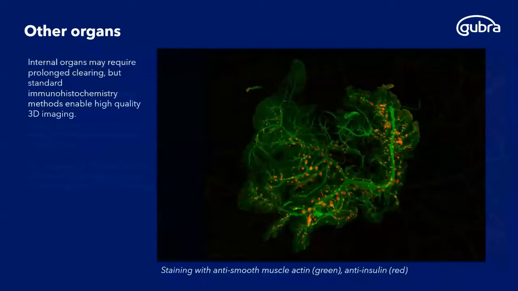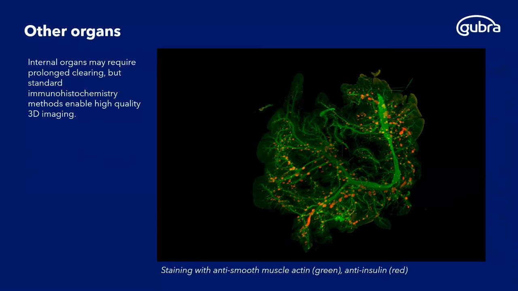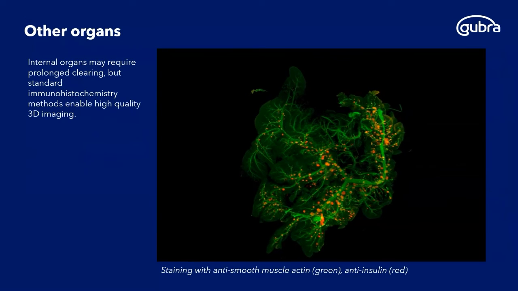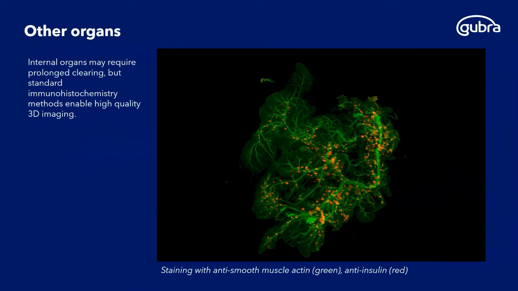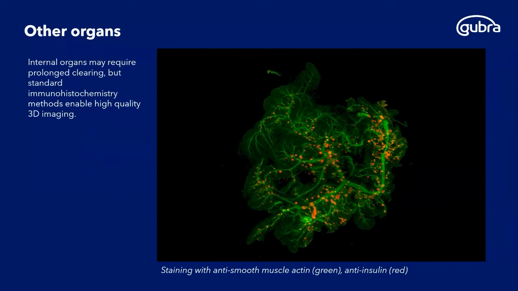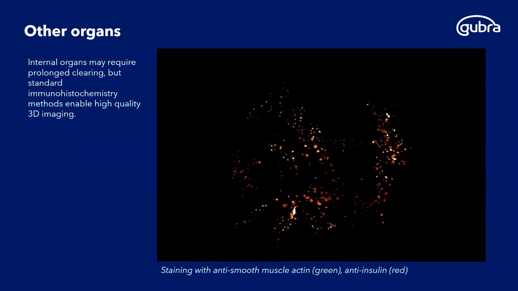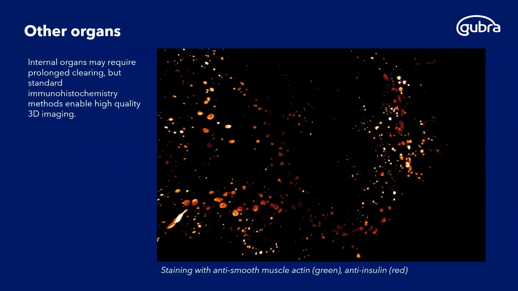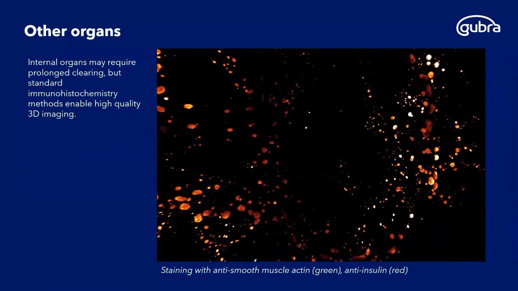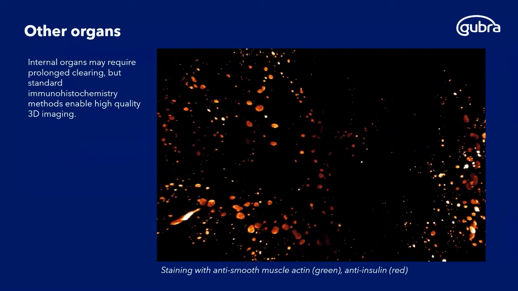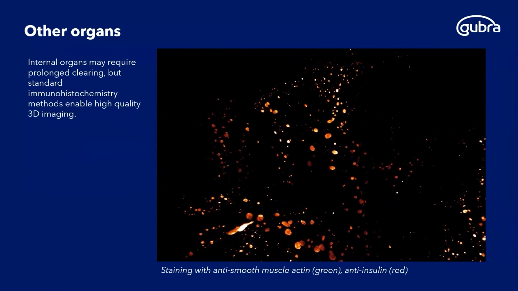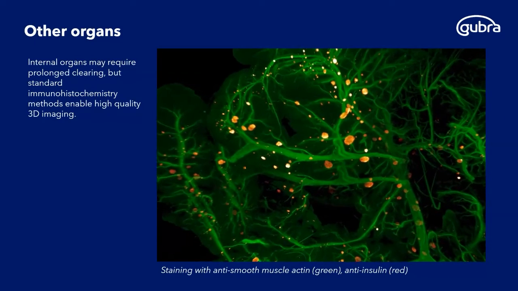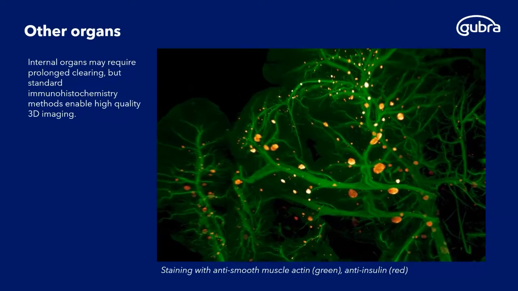And some of the internal organs, like the liver and pancreas, may benefit from prolonged delipidation and dehydration to enable nice clearing. So here you can see a mouse pancreas, where blood vessels are stained in green with a vascular smooth muscle marker. And now you can see insulin-producing beta cells in the islets in a glow scale in red. In this kind of experiment, you can visualize every single islet in the entire pancreas and characterize how well a drug affects islets in a diabetes mouse model, for example.